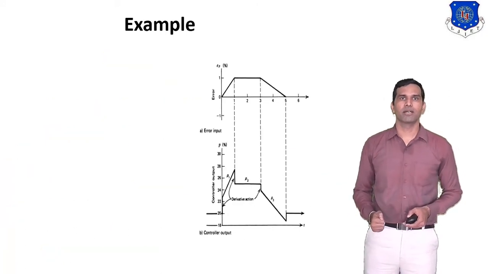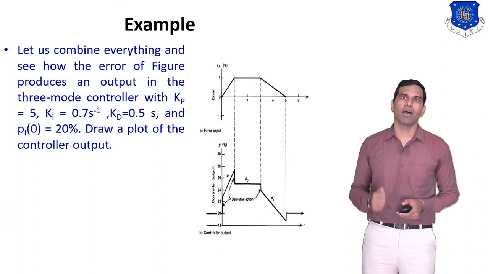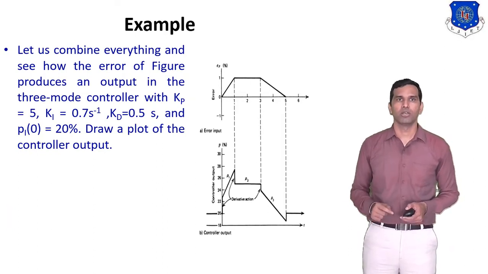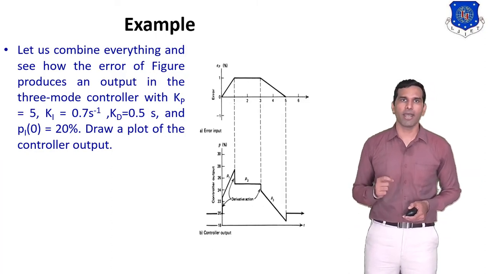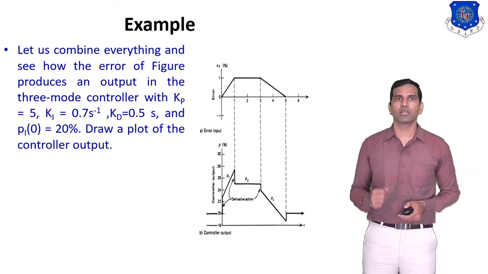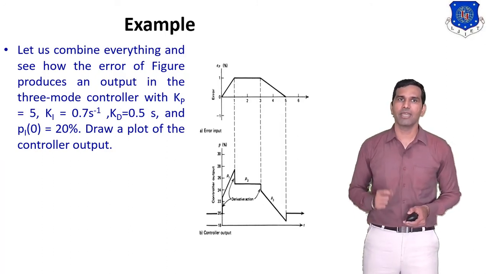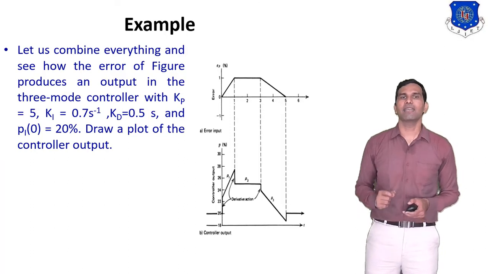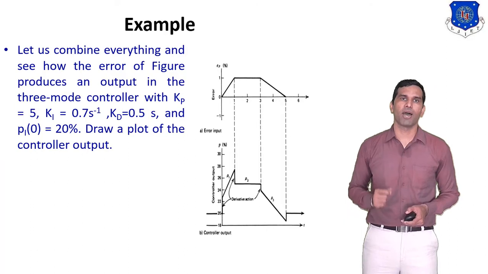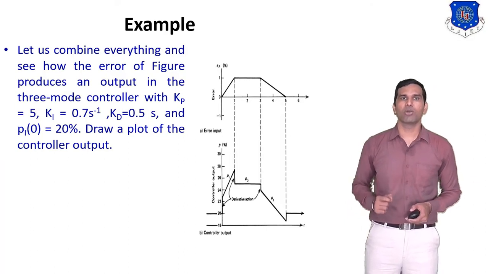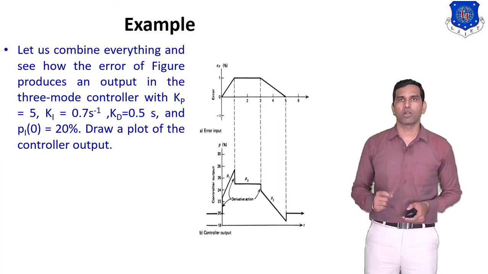Now we discuss the same example with the help of the PID controller. Let us combine everything and see the error of the figure, the response, and the output in the three-mode controller with Kp equal to 5, Ki equal to 0.7, Kd equal to 0.5, and Pi0 equal to 20%. Draw a plot of the controller output.